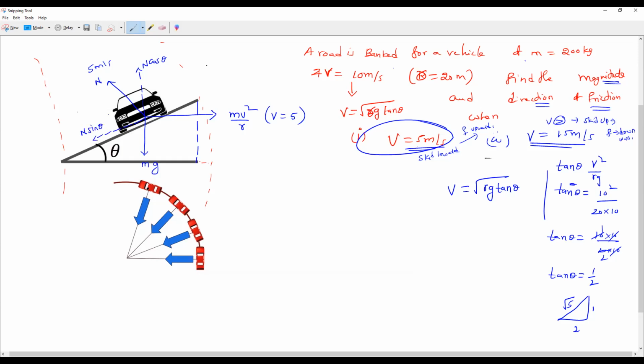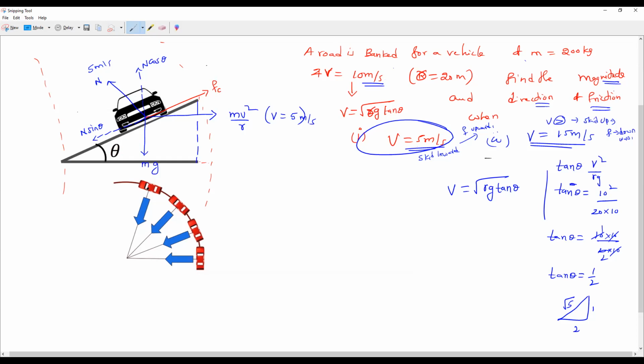Now, if you notice, it is less than the maximum velocity. So is it skidding inwards or outwards? Inwards. So it is skidding inwards, which means the force of friction is acting in what direction? Upward direction. Understanding?